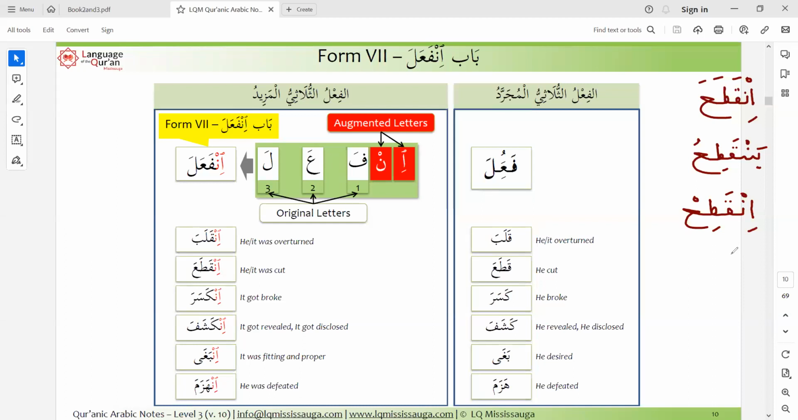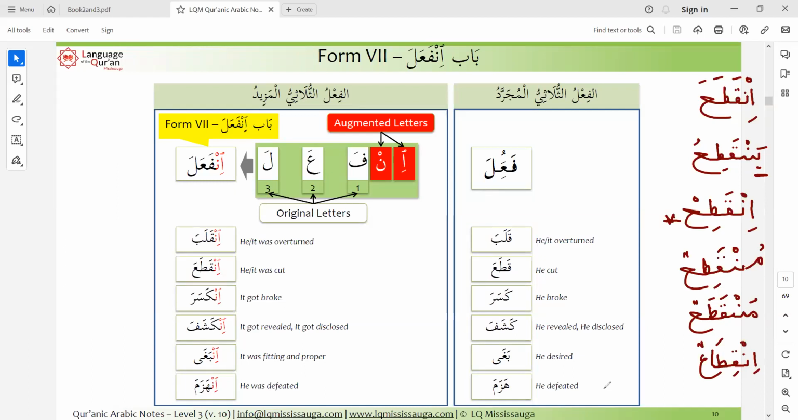Inqata', yanqati', inqati'. Okay. Ismul fa'il from this: change the alamatul mudari'a and we get munqati'un. Ismul maf'ul is munqata'un. And what is the amr? No, sorry, I always get confused in amr. What is the masdar? انقطاع, inqita'un. Inqita'un means cutting off, infi'alun on the wazn of infi'al. So this is the masdar.